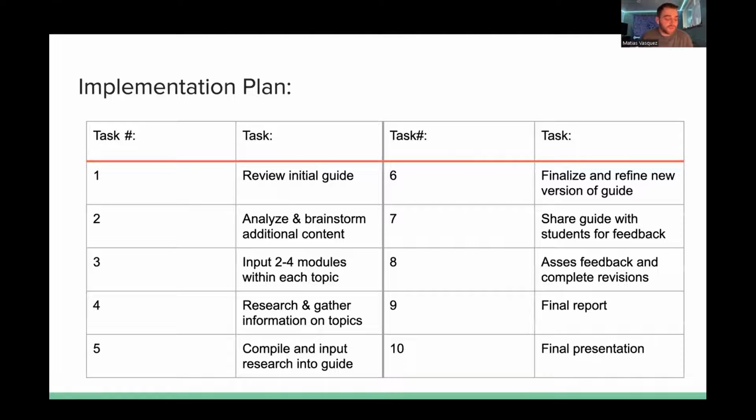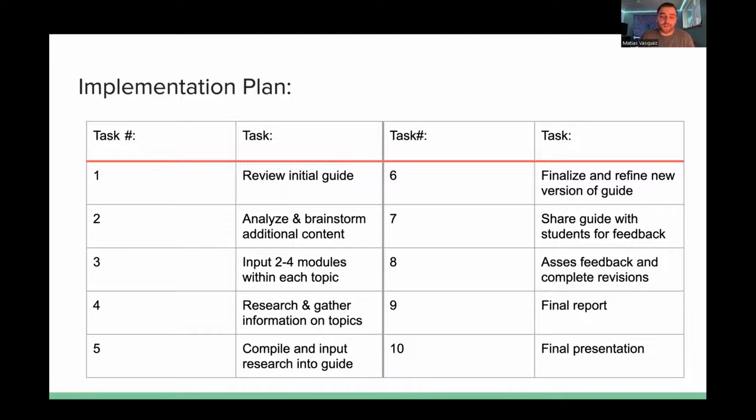Moving into the implementation plan of this project, the first step was obviously familiarizing myself with the initial state of the guide. And then steps 2 and 3 were analyzing and brainstorming additional content, and then the actual process of creating that framework, of creating those subtopics within the module. Steps 4 and 5 were the large chunk of the project. That was the research gathering, and then the compilation and inputting and editing of that information into the guide. And then steps 6, 7, and 8 were all very similar in the sense that they all circulated around editing and gathering feedback. And then obviously steps 9 and 10, the last 2 steps, the final report and the presentation.